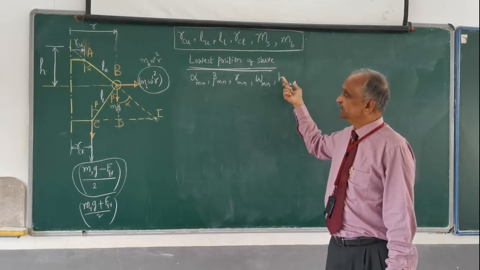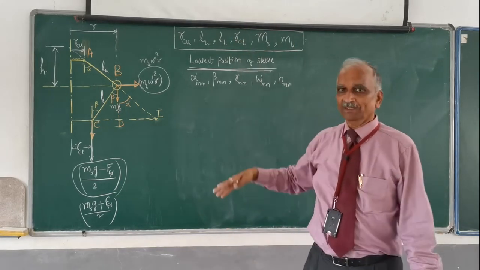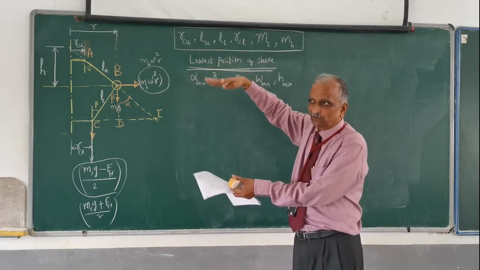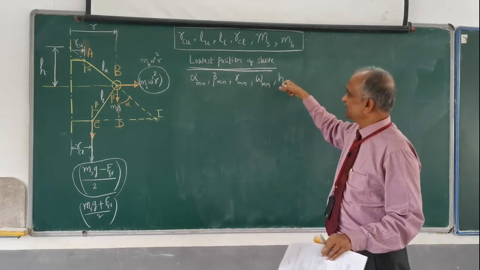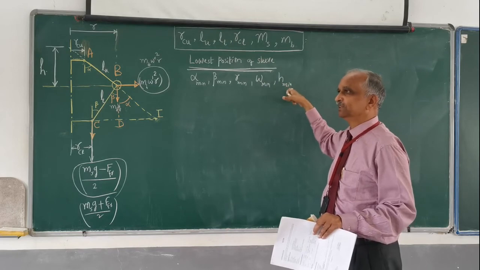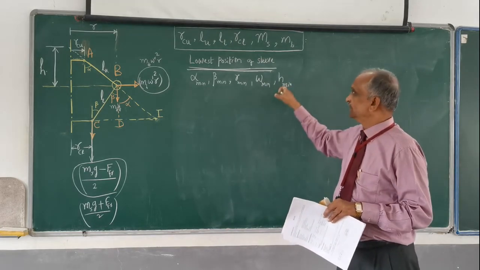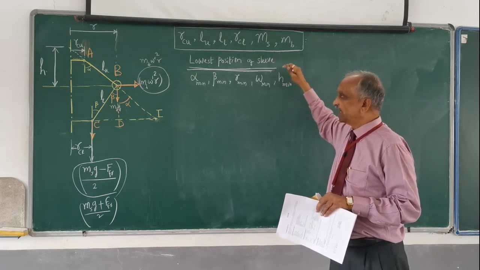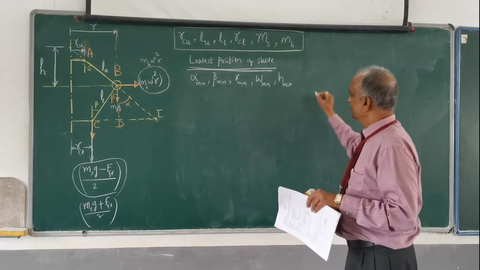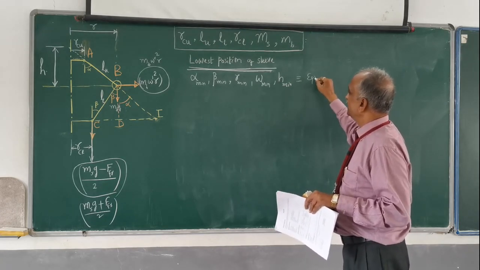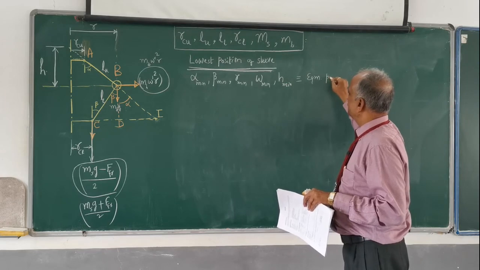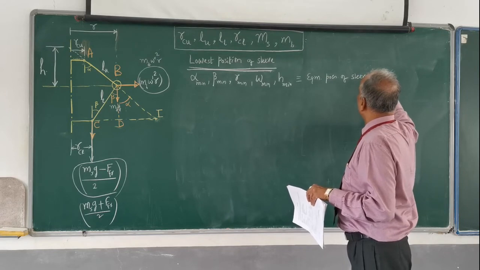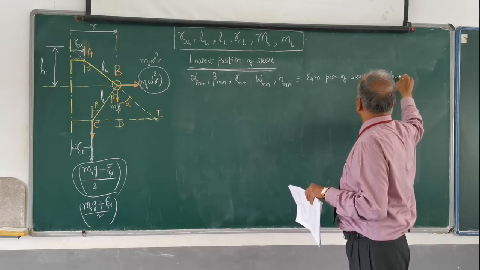Remember, H minimum is more than H maximum. I mean, when the sleeve is at the topmost position, the H value is smaller than this. But I still call it H minimum. H minimum is not the minimum value of H. H minimum means the value of H when the sleeve is at its bottommost position. These are the values corresponding to the equilibrium position of the sleeve at its bottommost position, at its lowest position.